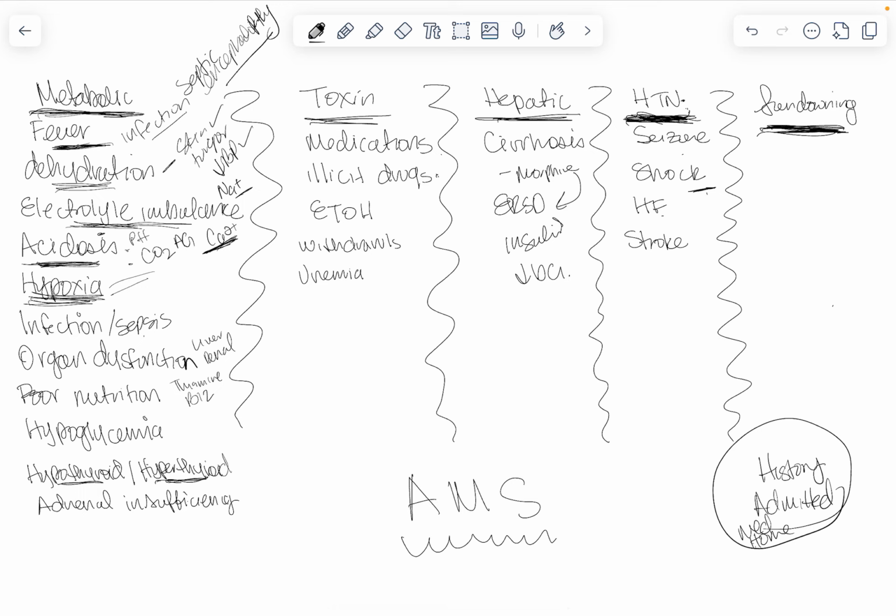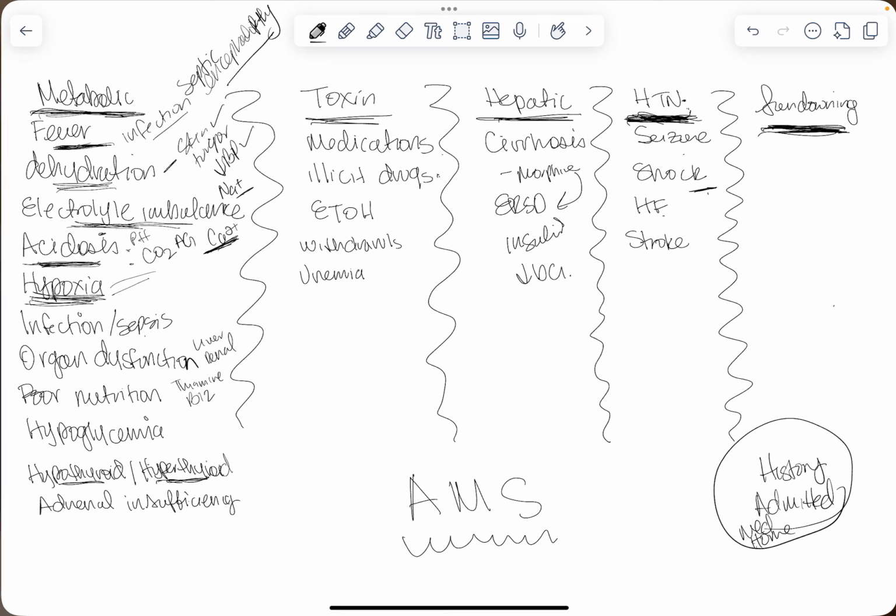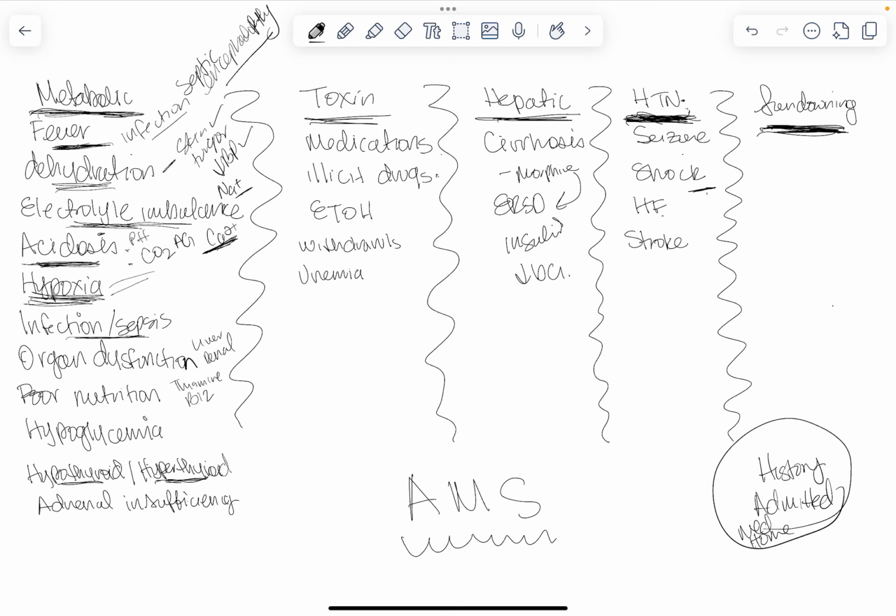Infection and sepsis, we already went over. The typical scenario is a geriatric patient comes in confused, you do a UA and you see that they have a UTI. That can cause confusion. There's also bacteremia, there's the UTI, there's pneumonia. So there are multiple causes of this.